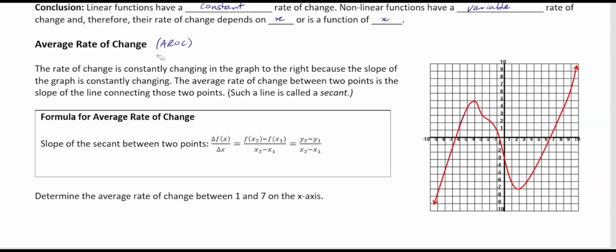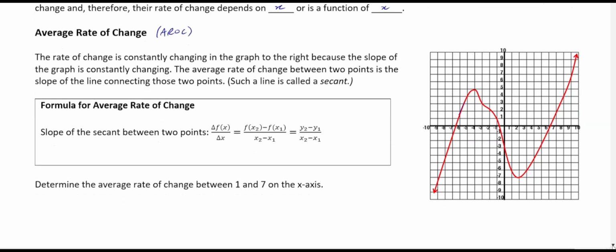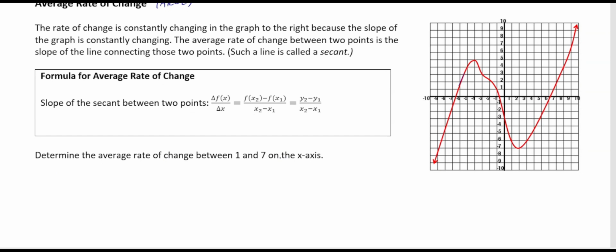The average rate of change between two points is simply the slope of the line connecting these two points, and such a line is called a secant because it cuts through those two points. So it's simply y2 minus y1 over x2 minus x1, where (x2, y2) is one point and (x1, y1) is another point. So let's take a look right here. It says determine the average rate of change between 1 and 7 on the x-axis.